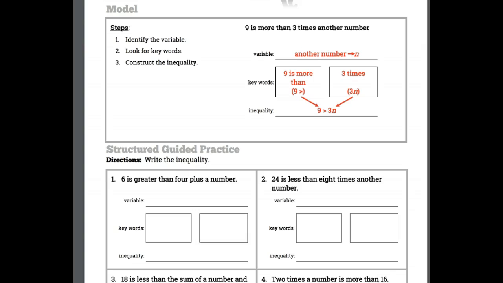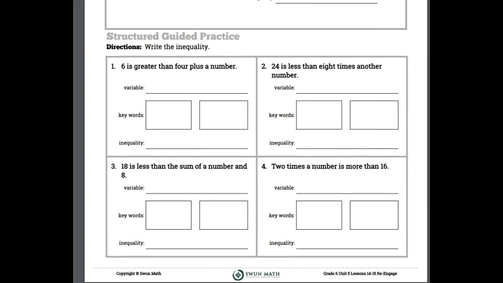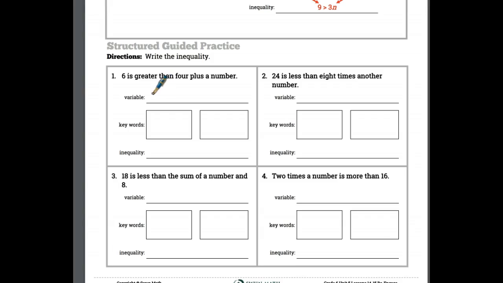Okay? So your name should be at the top of the page, and here we go with structured guided practice. Remember, structured guided practice. You are not writing anything down until I write it here. So get ready, and we're about to begin. So I'm looking at the first one. 6 is greater than 4 plus a number. Well, they're wanting you to include or to write what is the variable.